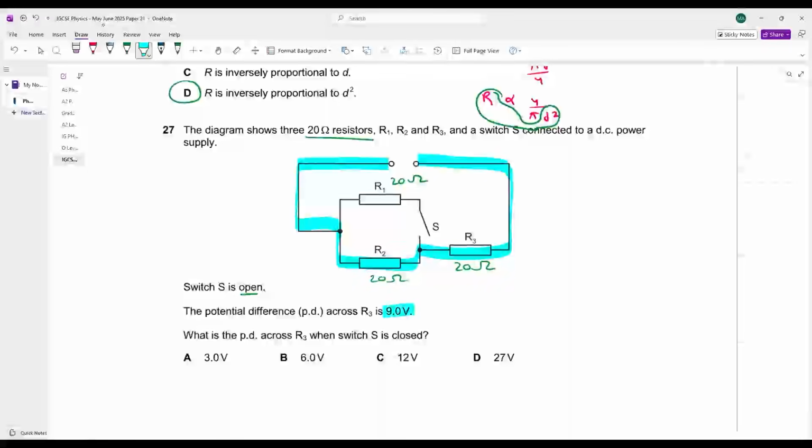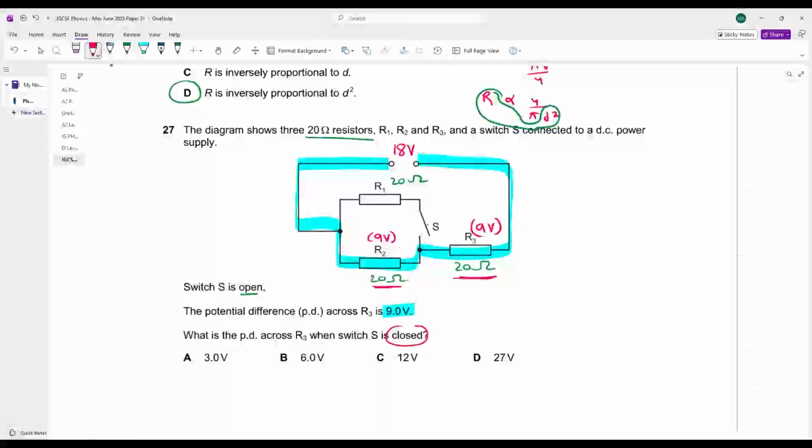The potential difference across R3 is 9 volts since it is a 20 ohm resistor. Beta, if across R3 there is 9 volts, then R2 is also 20 ohms. It will also have 9 volts. 9 volts plus 9 volts. What is the total voltage of the battery? 18 volts. Now switch S is closed.